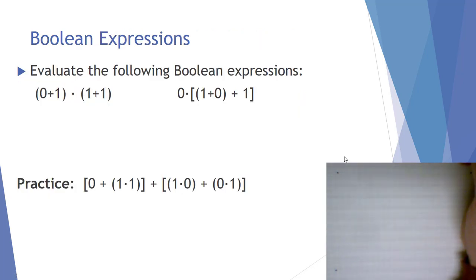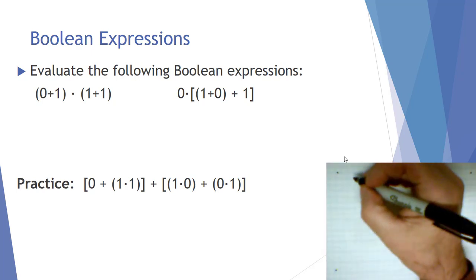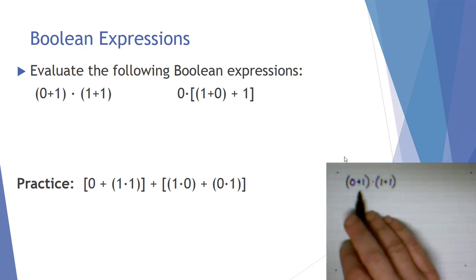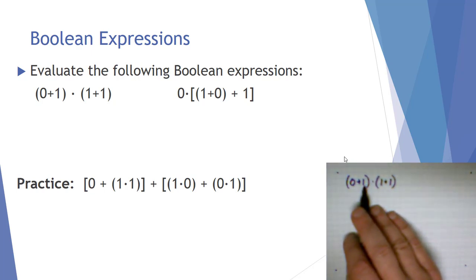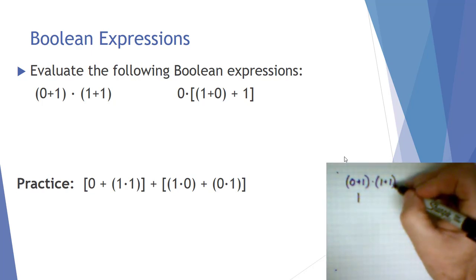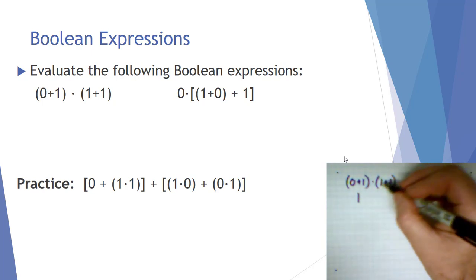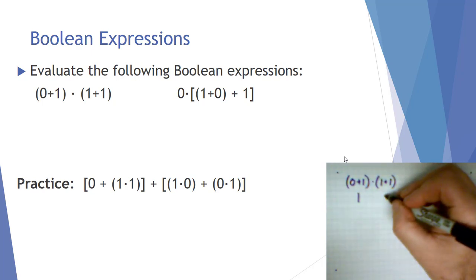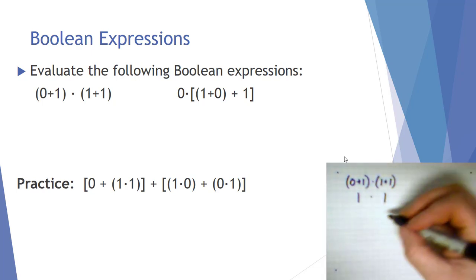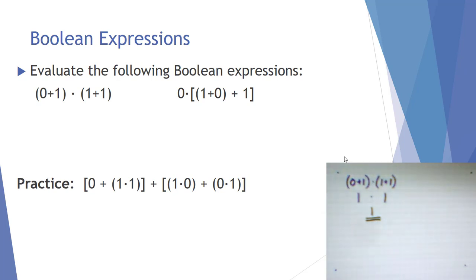Okay, let's use those multiplication and addition results to evaluate each of the following Boolean expressions. Our first one, we have (0 plus 1) times (1 plus 1). Well, from the results we just saw, 0 plus 1 using Boolean addition is 1. 1 plus 1 using Boolean addition, remember that's OR, and we do meet both conditions, so the disjunction is satisfied. And we're going to multiply those two results. And 1 times 1 is 1. So the result of that Boolean expression is 1.